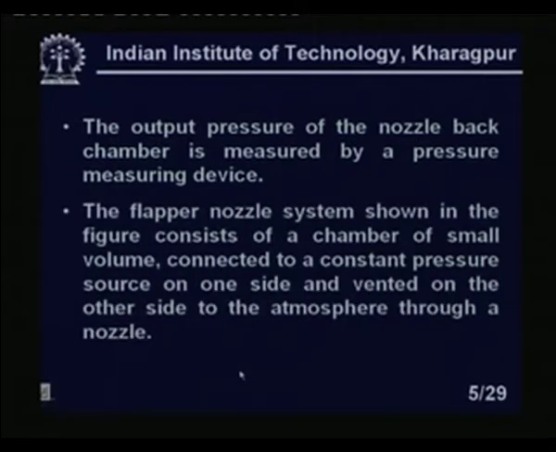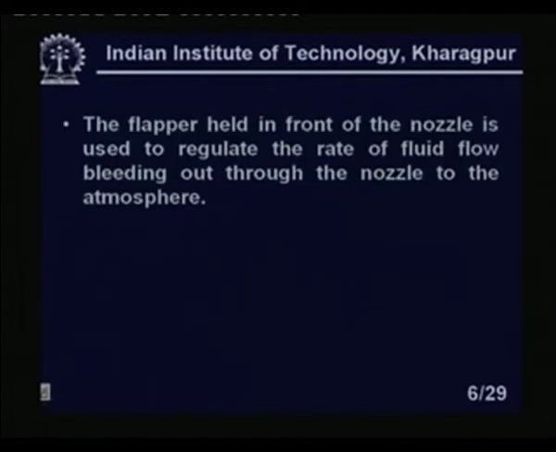So the output pressure of the nozzle back chamber is measured by a pressure measuring device. As I told you, the flapper nozzle system shown in the figure consists of a chamber of small volume connected to a constant pressure source on one side and vented on the other side to the atmosphere through a nozzle. The flapper held in front of the nozzle is used to regulate the rate of fluid flow bleeding out through the nozzle to the atmosphere, right? There is a continuous leak of air, or bleeding of air, to the nozzle. That is what we are telling here.